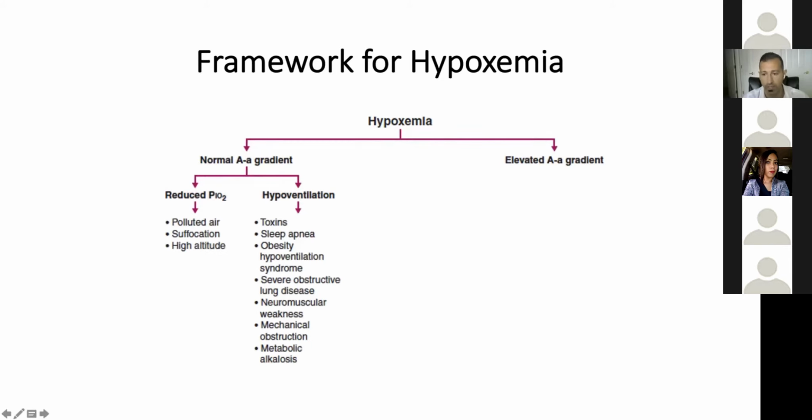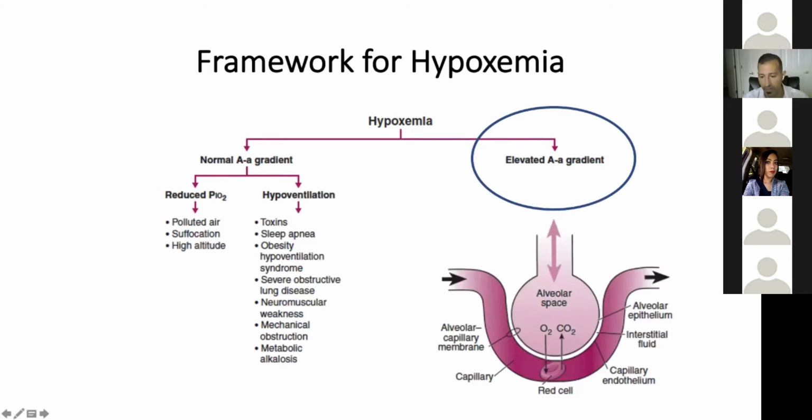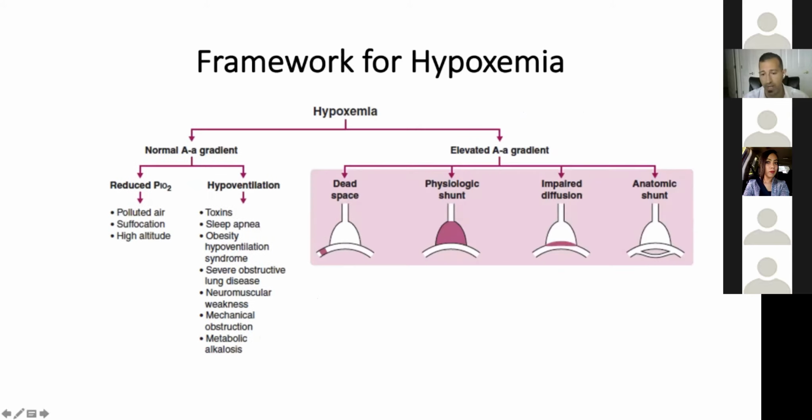Now let's shift gears and go to the arm of the framework in which there's an elevated AA gradient. So there is something preventing the oxygen here from getting across and going here. So there's a big difference between how much oxygen is in our lungs and how much oxygen is in the artery. Turns out there are four basic mechanisms for how this can occur. Number one, you can have VQ mismatch in the form of dead space. So here your V is quite good. Your aeration in the lungs is excellent. So you have good oxygenation in your lung, but there's something preventing blood flow to that part of the lung. And so you have no Q.